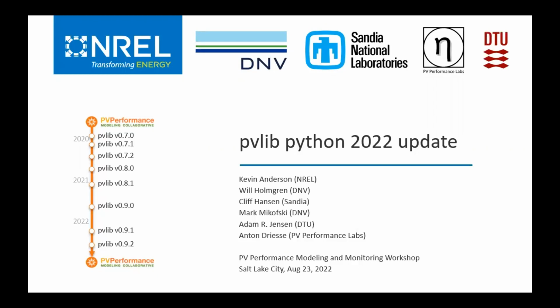So together with the other people listed on this slide from many different institutions, we are the core developers and maintainers of PVLib. Probably many of you are already familiar with it, but it's an open source PV system performance modeling package. So today I'll be talking a little bit about PVLib, but mostly about updates that we've made to the package since the last PVPMC workshop in 2019. And as you can see from the timeline there, we've released quite a few versions since then. So there's a lot to talk about.